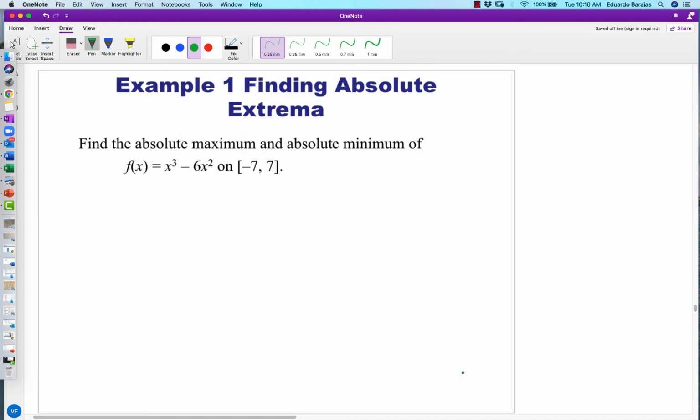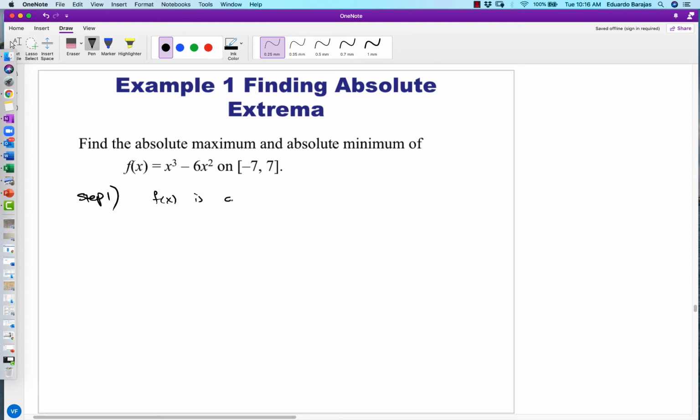Okay, so here's an example. Find the absolute maximum and absolute minimum of this function. f of x equals x cubed minus 6x squared on the interval from negative 7 to 7. Okay, step one, continuous. We know that f of x is a polynomial.